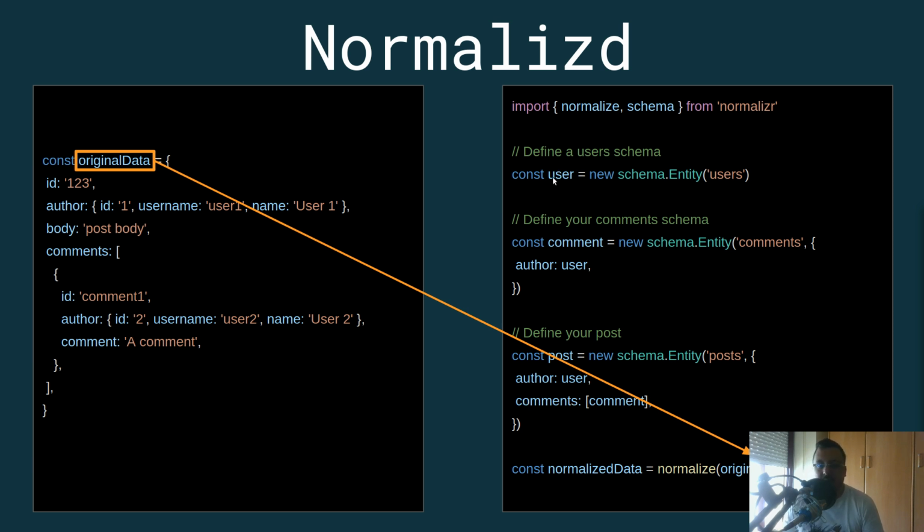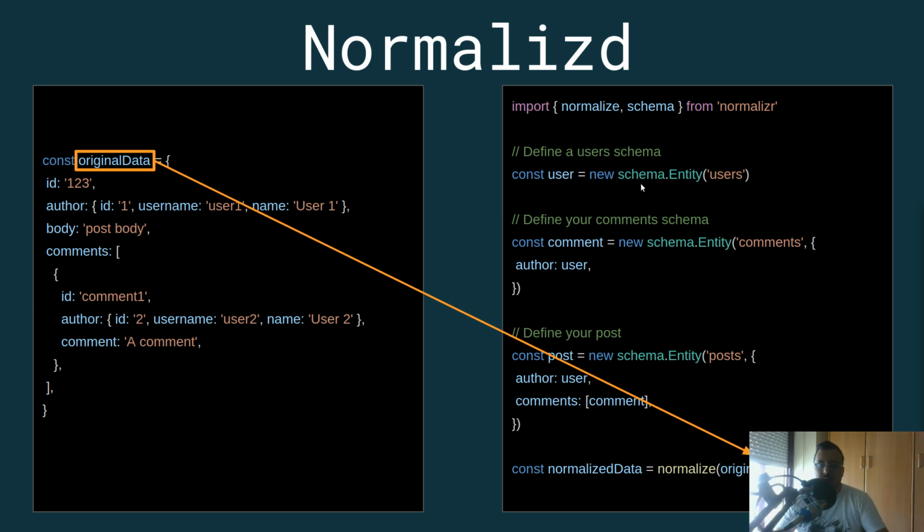So we come here, we define the user, we just give it a schema entity that will be called users. You will see how it's referenced from the response. A comment, okay, it's going to be comments, but it has nested information inside, that is the author, that is a user, defined above. And now we define the post, that is posts, and it has nested values, the author and the comments.